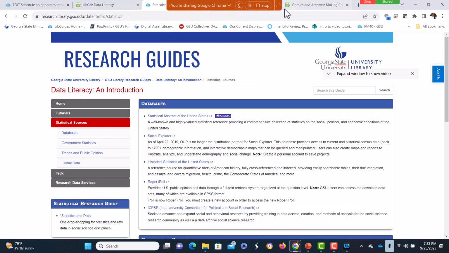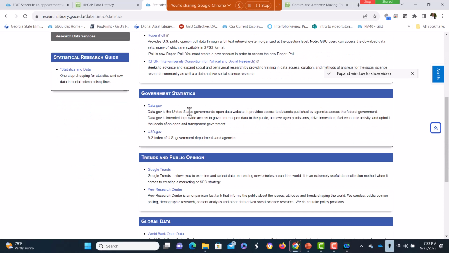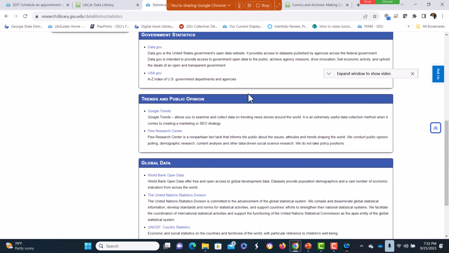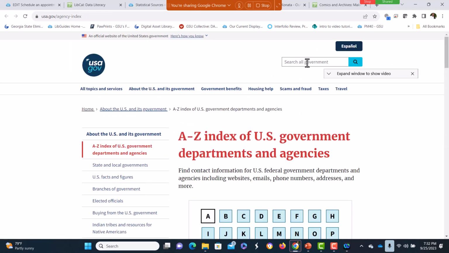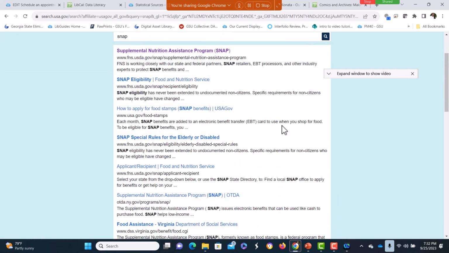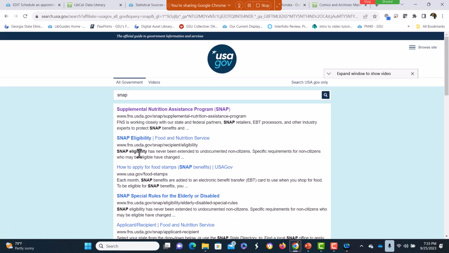So right now you're looking at the research guide that I have. We're going to look at the databases, but first, I just want to point out anything that's covered by a government agency, you can start here at usa.gov, and I think I could just put in SNAP because that's the name of the program, and it takes you right to it.